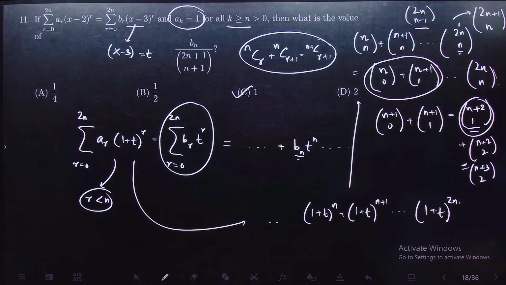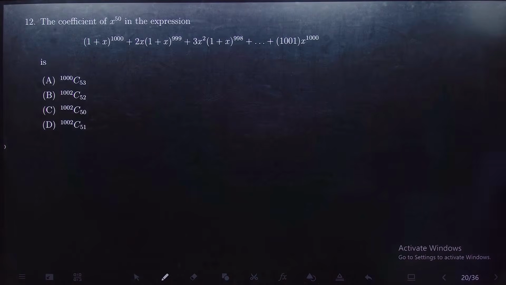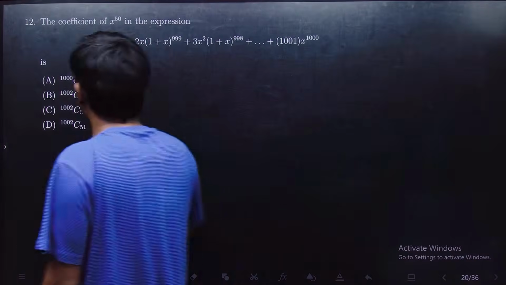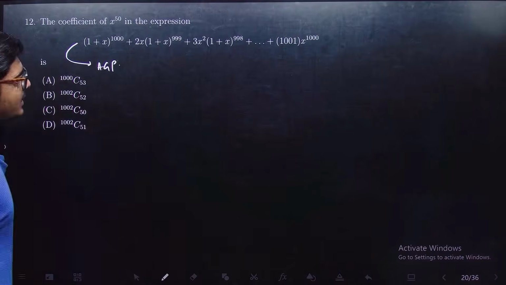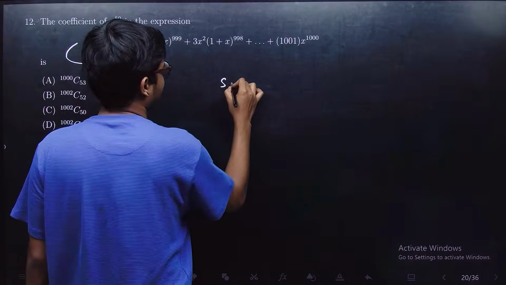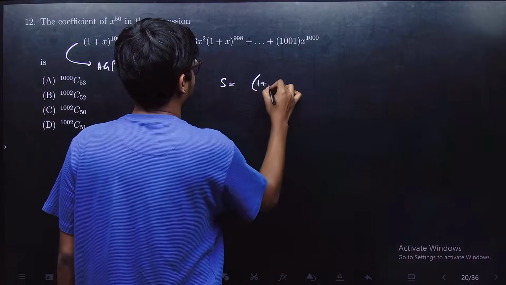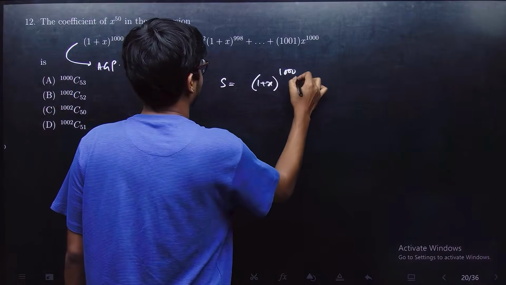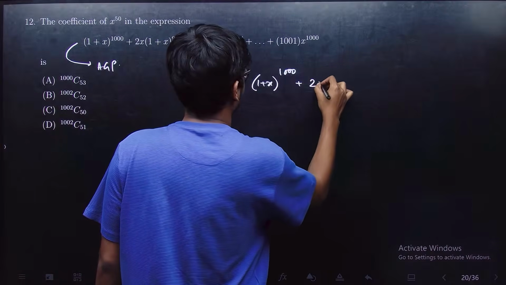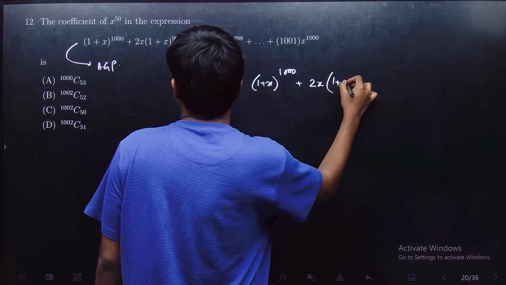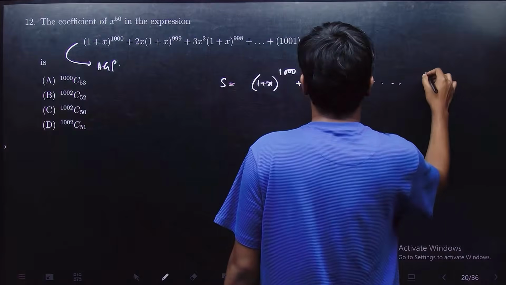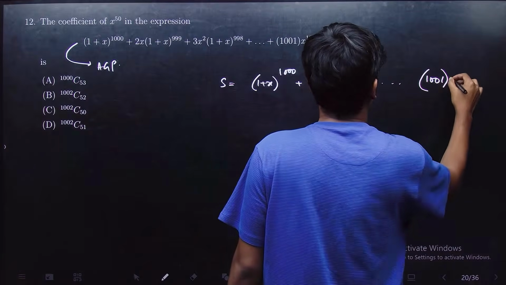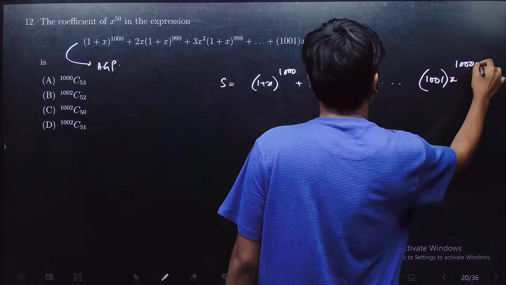Okay, so coming to the next question. Find the coefficient of x to the power 50 in this expansion. First of all, one thing you need to understand about this is nothing but an AGP, right? So let's find the sum of it. So S, if I write it as, the last one is 1001 x to the power 1000, right?